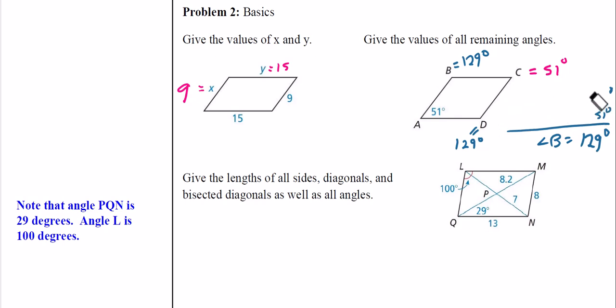So be aware that we use two theorems in this case. We use the theorem that the opposite angles are congruent to each other, and then we use the theorem that said that the consecutive angles are supplementary. The neighboring angles are supplementary.